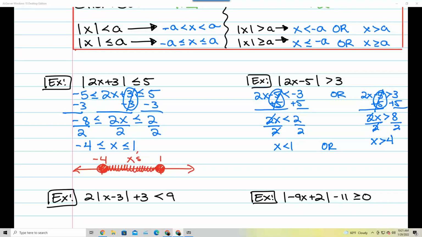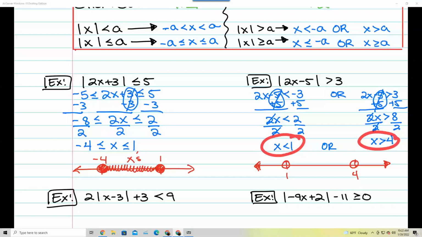Notice that I have that word or in the middle, which means I'm going to have two different sets. If I were to graph this on a number line, the process for graphing it would be exactly the same. I would draw a number line like this. I would graph my boundary points. Here's 1, here's 4. I'm going to circle my boundary points. Remember that these numbers are not sandwiched in between. You actually have two different sets.